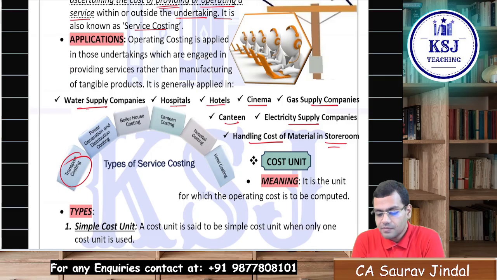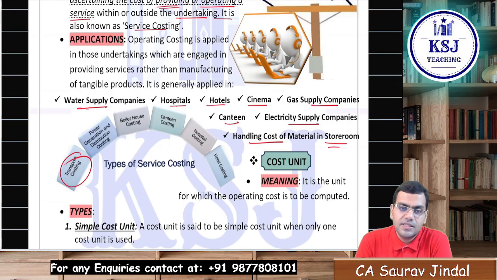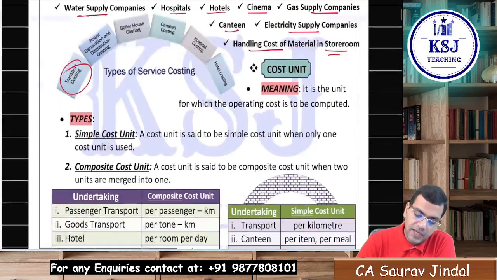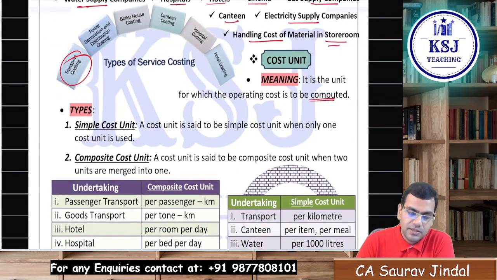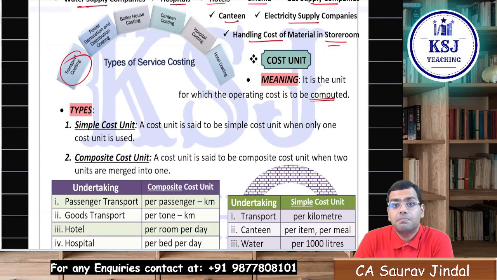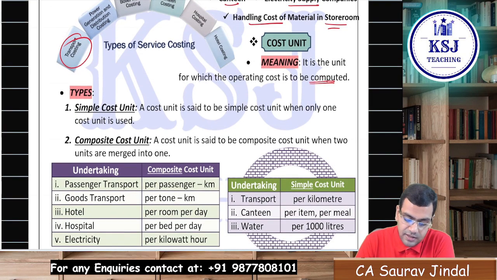Clear? Now the next topic, what is the cost unit, sir? Cost unit is the unit for which we are trying to find out the cost, for which the operating cost is to be computed. That is cost per kg. Per kg is what? The cost unit, right? There are two types. One is the simple cost unit. Simple, when only one cost unit is required.